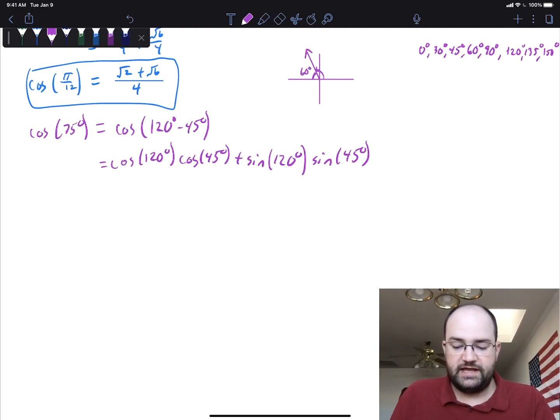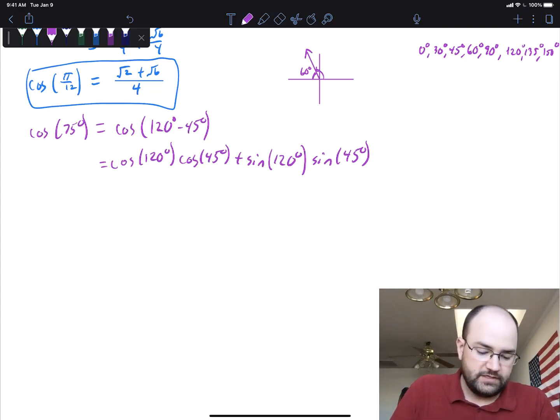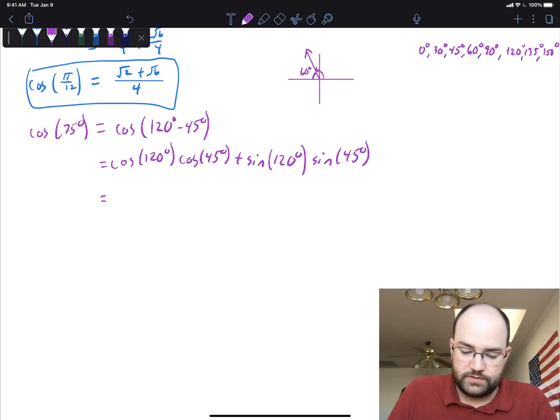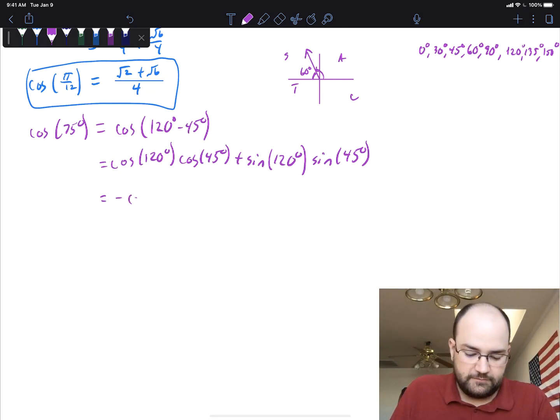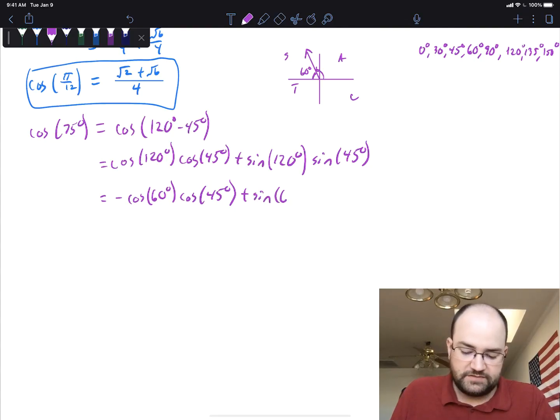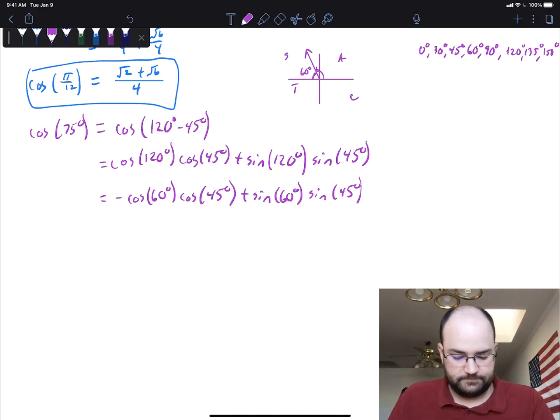Because of that, I know cosine and I know sine of 120. Now remember, all students take calculus, that in the second quadrant, sine is positive, which means cosine will be negative. So that'd be negative cosine of 60 degrees, cosine of 45 degrees, and then plus sine of 120 is the same thing as the sine of 60 degrees, sine of 45 degrees. And then simplify from there.